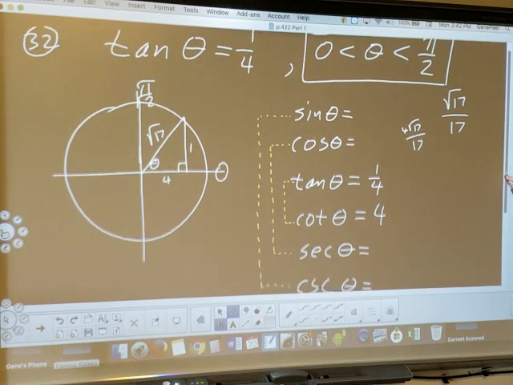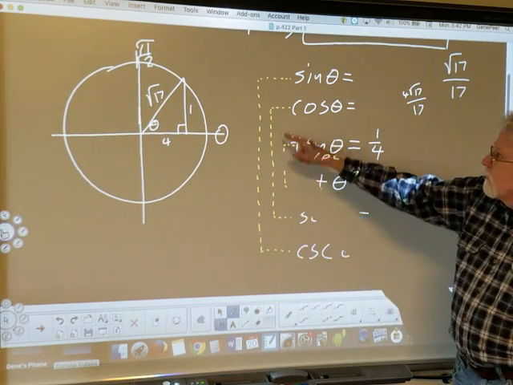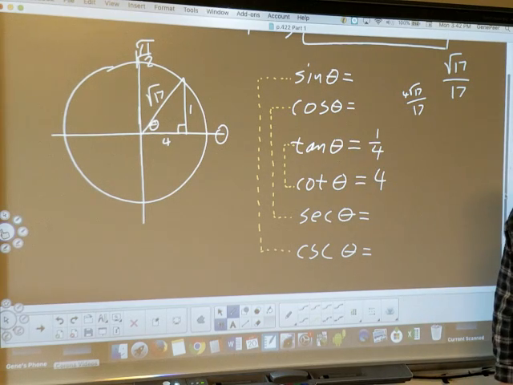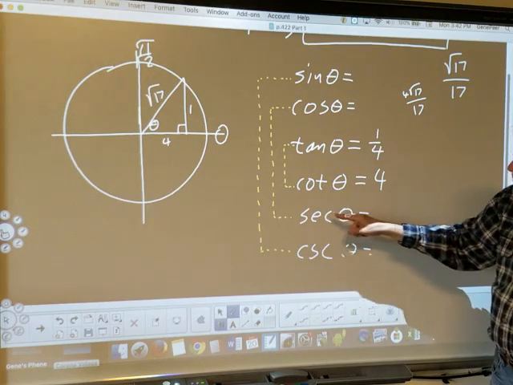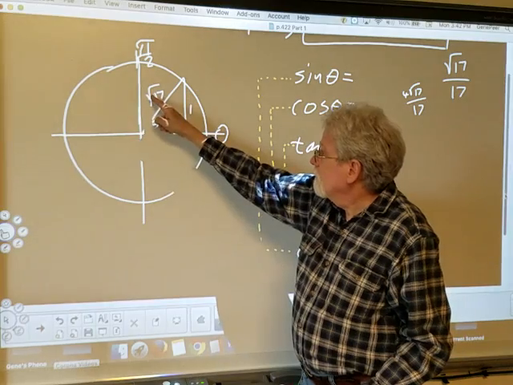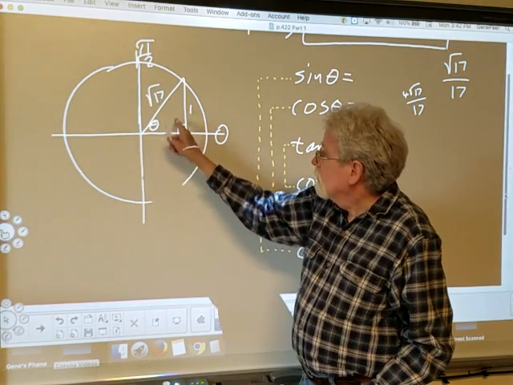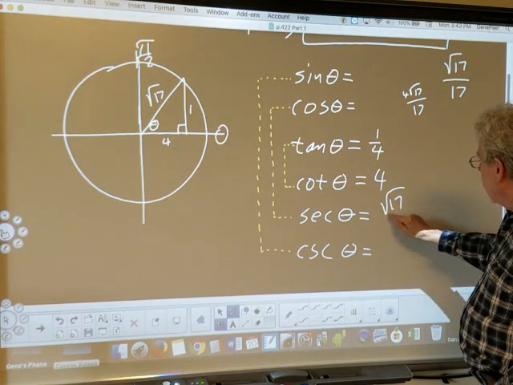For secant and cosecant, they're a little bit easier. Secant is the reciprocal of cosine. Well, if cosine is adjacent over hypotenuse, secant must be hypotenuse over adjacent. Hypotenuse over adjacent. Square root of 17 over 4.